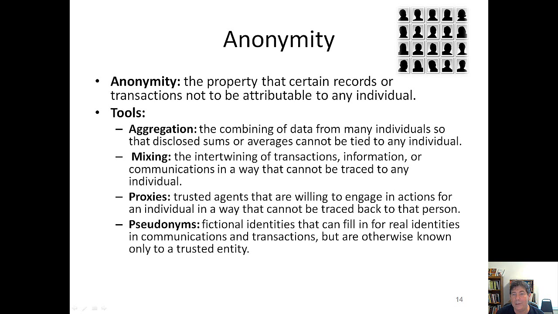Anonymity is the property that certain records or transactions are not attributable to any individual. Tools for this include aggregation, which is the combining of data from many individuals so that disclosed sums or averages cannot be tied to any individual. Mixing, which is the intertwining of transactions, information, or communications in a way that cannot be traced to any individual.